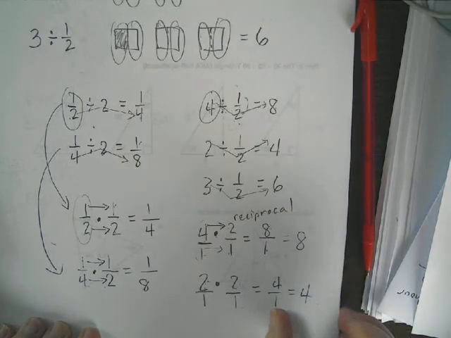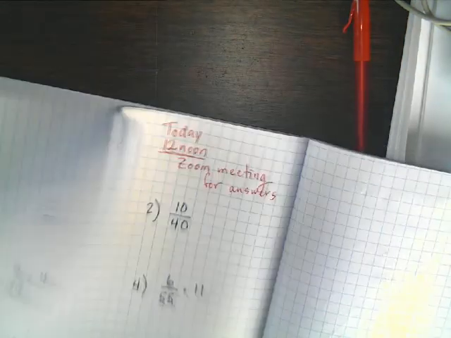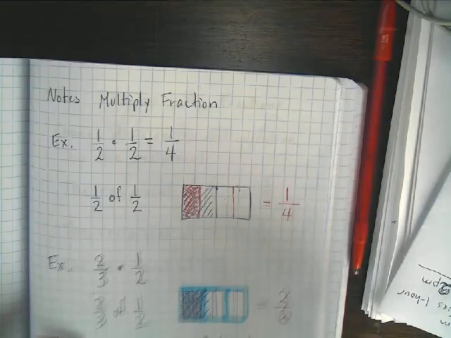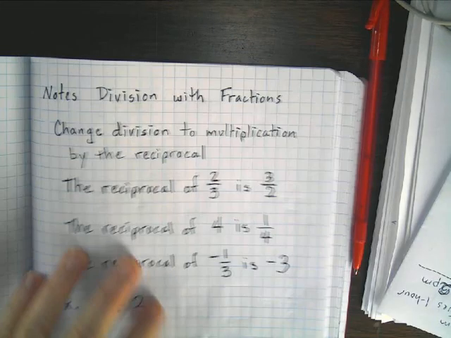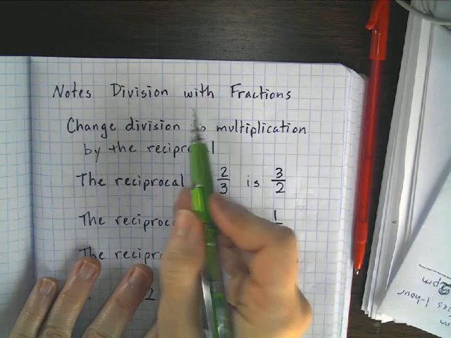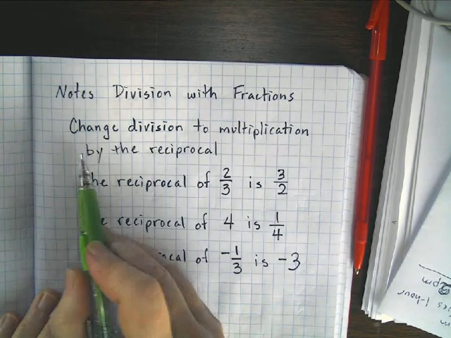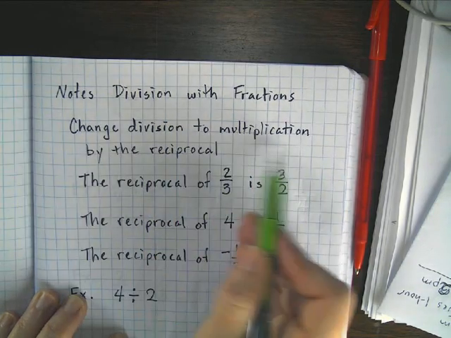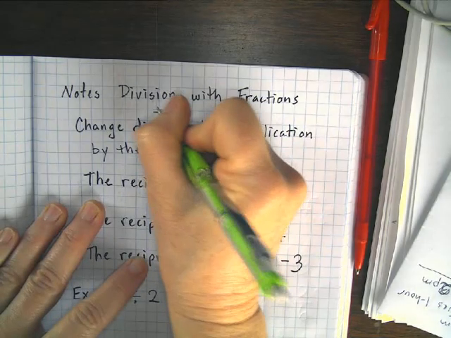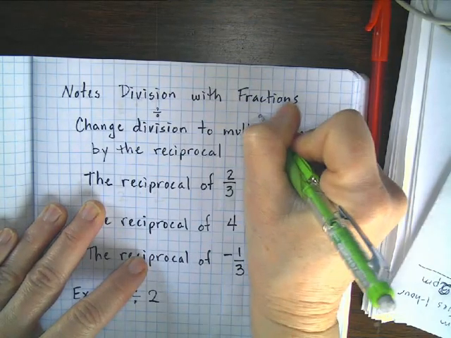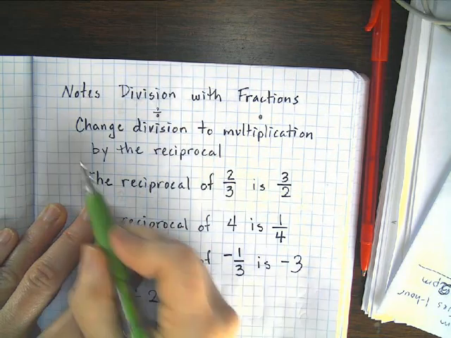So back to our notes. So you didn't have to write any of that down. Here's what we got to write down. Here's my notes. Here was yesterday's notes. Here we go. This is what we're going to write down. Division with fractions. We're going to change division to multiplication by the reciprocal.